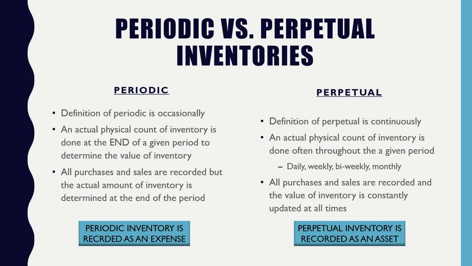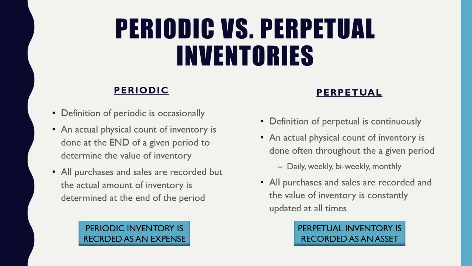And here's the difference between periodic and perpetual. Everything is going to go straight into inventory. Okay? You're not going to recognize it as an expense. You're going to recognize it as inventory and inventory only. And everything is going to be dropped into inventory.